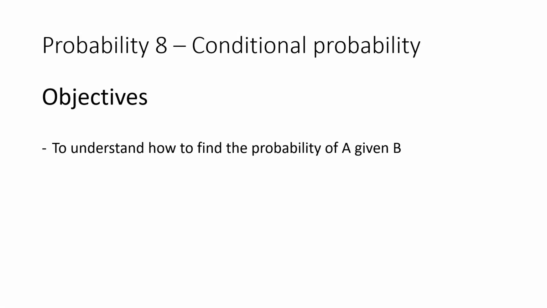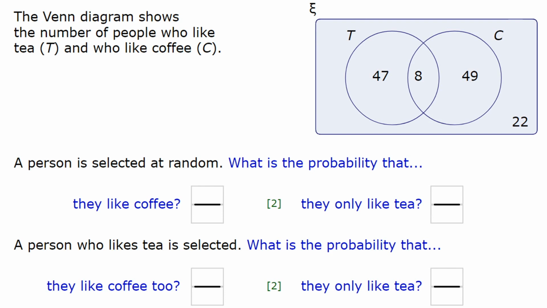Conditional probability. What if we're told the probability of something, given that something else has already occurred? Let's look at this example. The Venn diagram shows the number of people who liked tea and the number of people who liked coffee. A person is selected at random. What is the probability that they like coffee? This is simple as always, right?